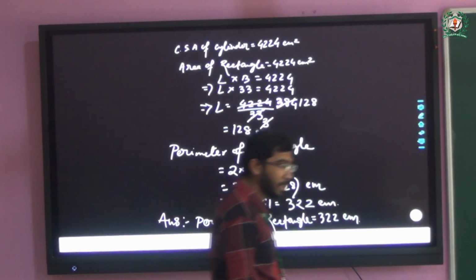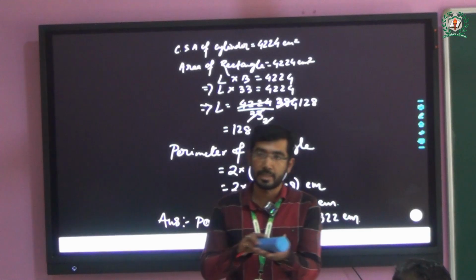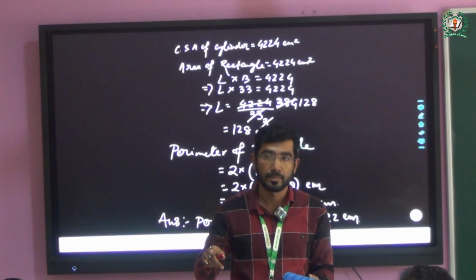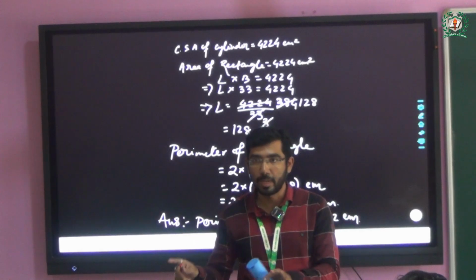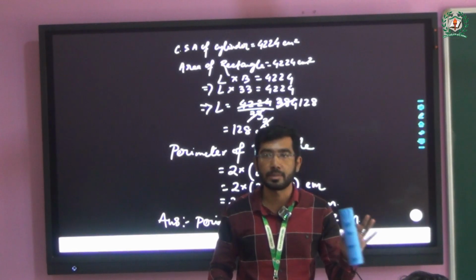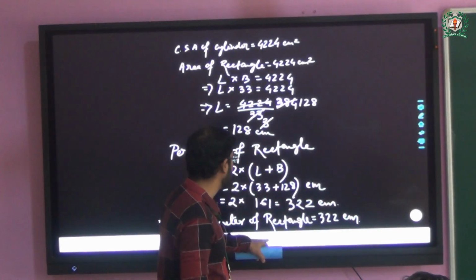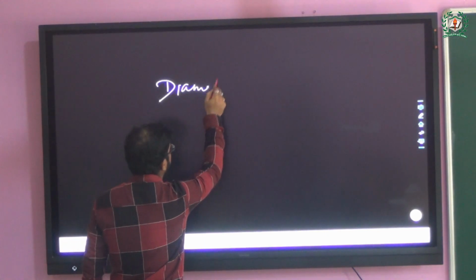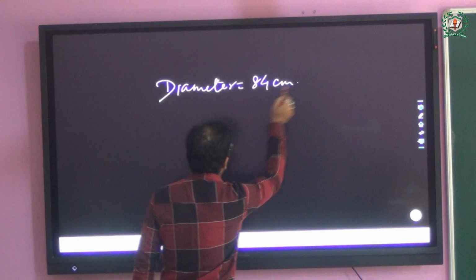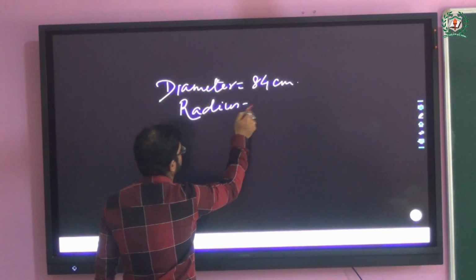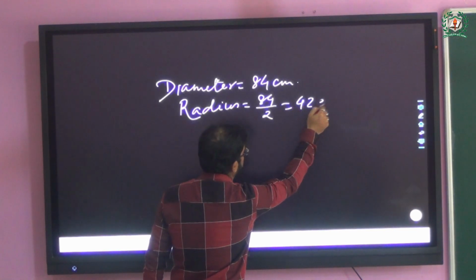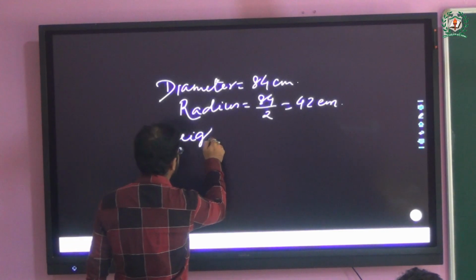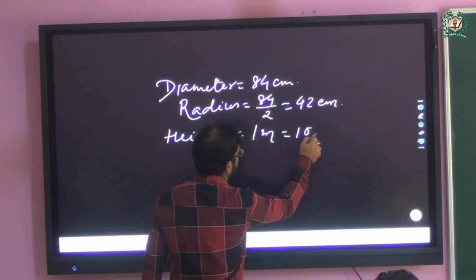So consider this one as the road roller. How many revolutions has it taken to complete the road? 750. In one revolution, how much area does it cover? Same as its curved surface area. So first we have to find the curved surface area of the road roller. What information is given about the road roller? Diameter is given, 84 centimeter. That means radius 84 by 2, that is 42 centimeter. Next, what is the height given? So write height equals 1 meter, that means 100 centimeter.